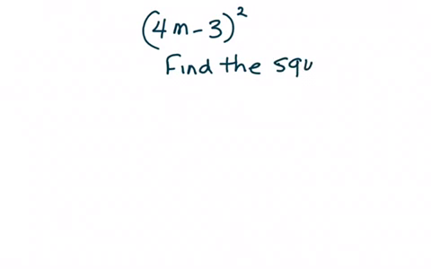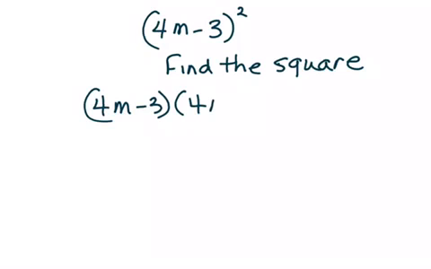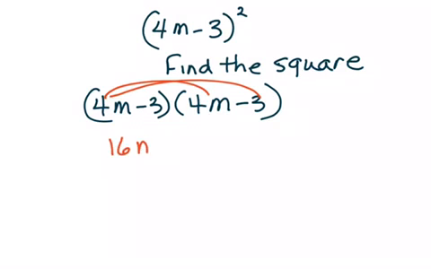Well, to do that, all you have to do is go 4m minus 3 times 4m minus 3, and you just multiply it like we just did in the other example. So 4 times 4 is 16. m times m is m squared. Remember, there's an m to the 1 and an m to the 1. You add them, and it becomes m squared. Now 4 times negative 3 is negative 12m.